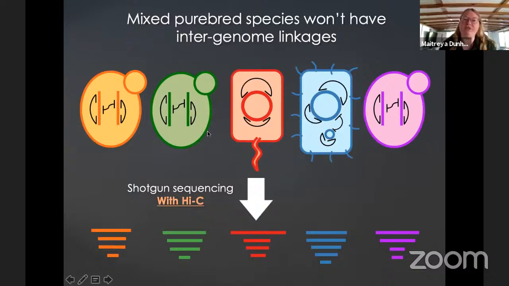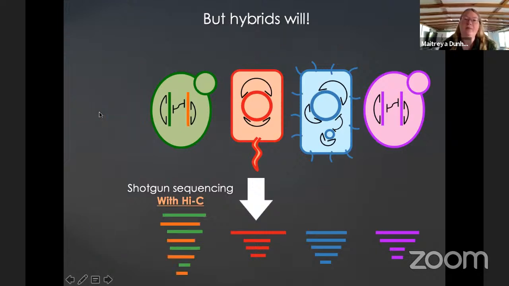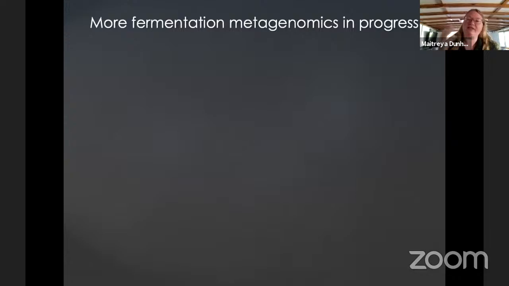Because if the two species were just individuals, they would only create links among their own genome. But if it's a hybrid, you get links between the genomes. And so that lets you cluster those sequences in a way that lets you tell they were in the same cell. Okay, so that's all published.